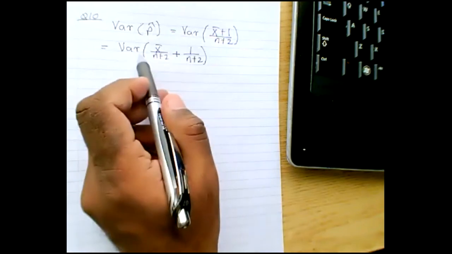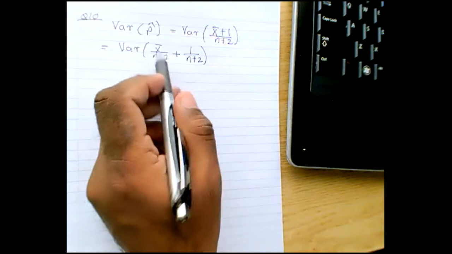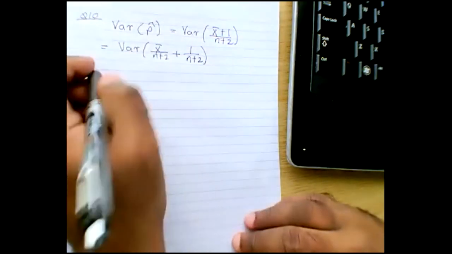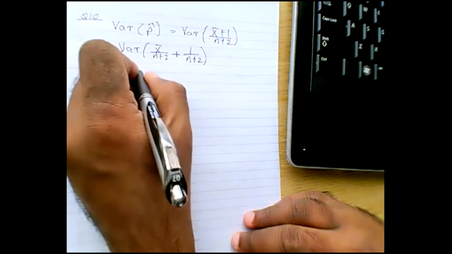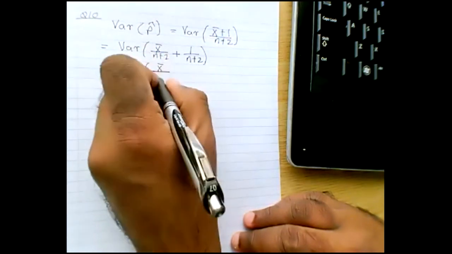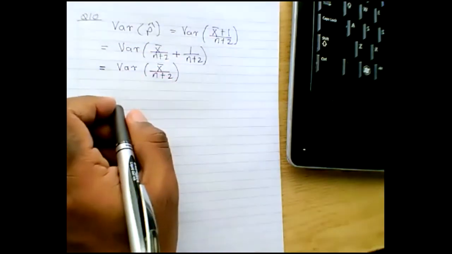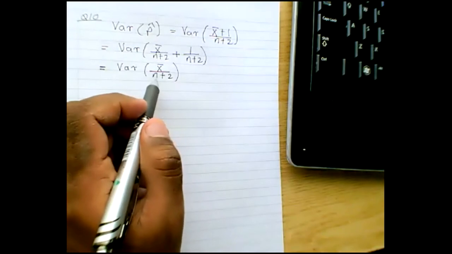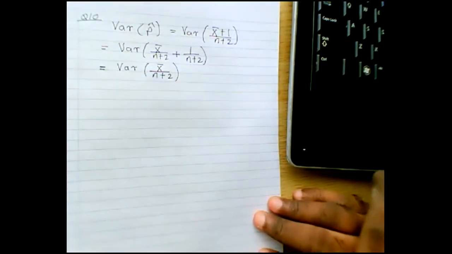You should know that the variance of a random variable plus a constant is the same as the variance of the random variable. In other words, the constant does not affect the variance. Do you remember this fact from probability 1? Hello guys, talk to me.